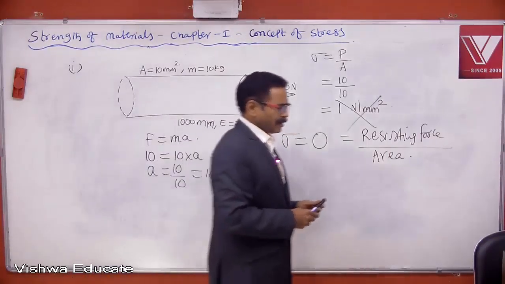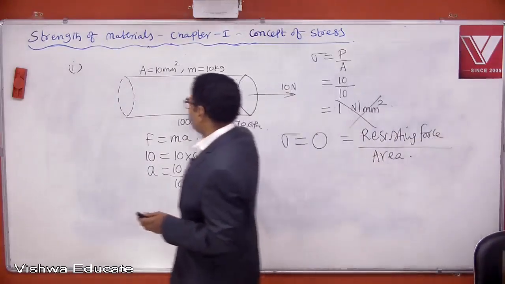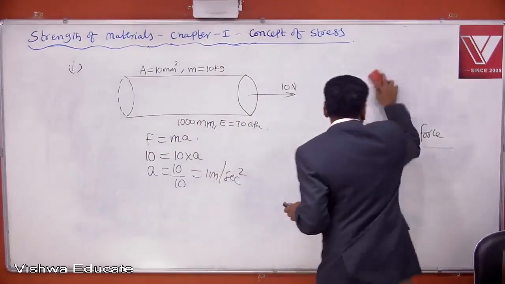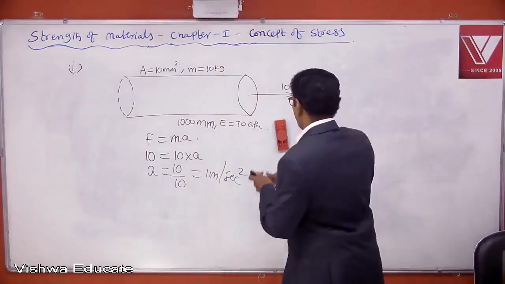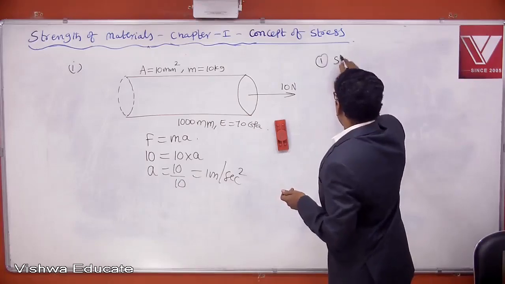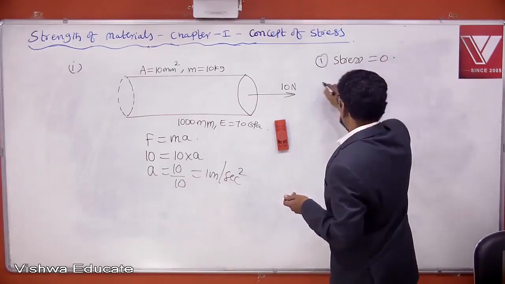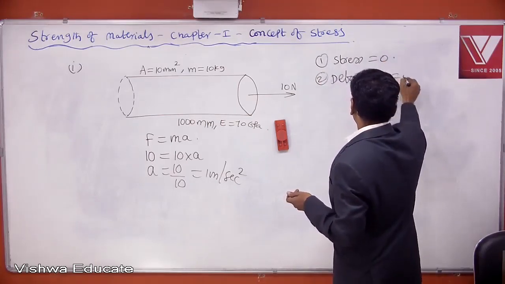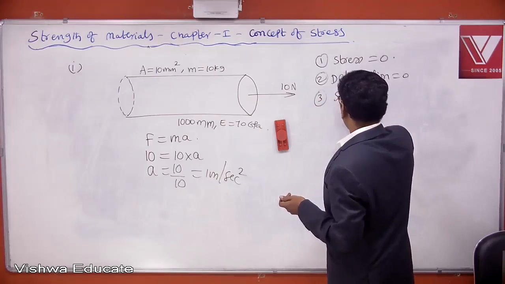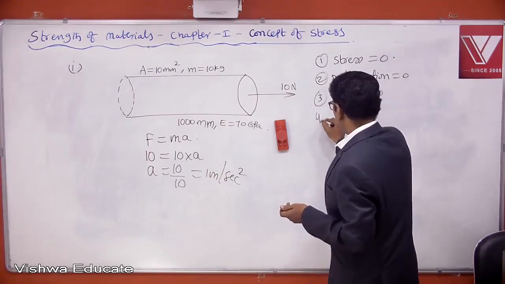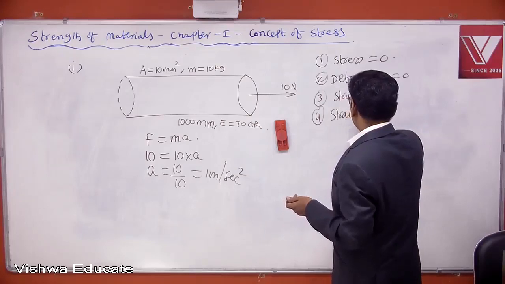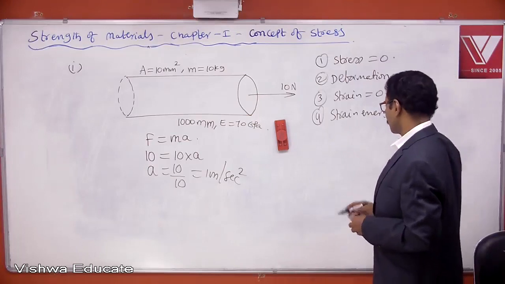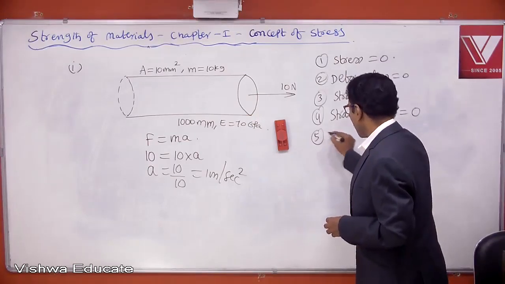Now, clearly you write like this. You might have copied this bar. Then write in this fashion. Number 1, stress. Stress is equal to 0. Number 2, deformation. Deformation is also 0. Number 3, strain. Strain is also 0. Number 4, strain energy. Since it is not deforming, this bar will not store any energy. Strain energy is 0.